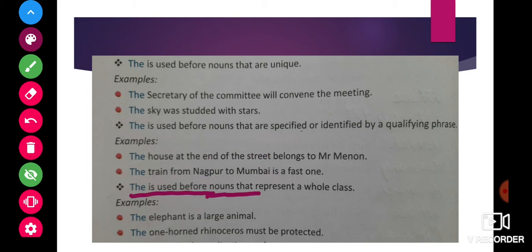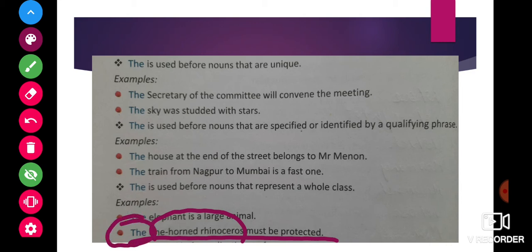The is used before nouns that represent a whole class. Let us look at the example. The elephant is a large animal. Now here the elephant is not referring to only one elephant. It is referring to all the elephants, the entire class of the elephant. So here the is used. The one-horned rhinoceros must be protected. So here one-horned rhinoceros is used for the whole class of rhinoceros. So here the is used.